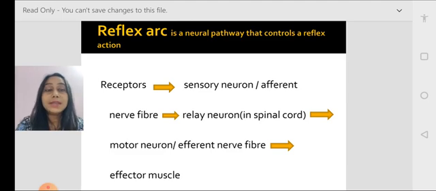You have to understand the meaning of the word efferent. Afferent means coming, impulse is coming, and efferent means going from the spinal cord. And from the motor neuron or efferent nerve fiber, the impulse will go to what? Effector muscle, the muscle which will do the function, like the hand or the leg that will be doing the reflex action. So we are now able to define reflex arc. Reflex arc is a neural pathway of reflex action. And what are the components?